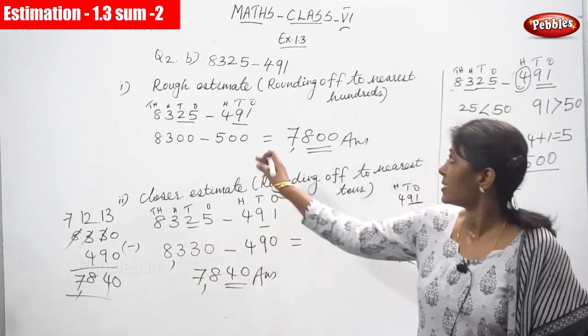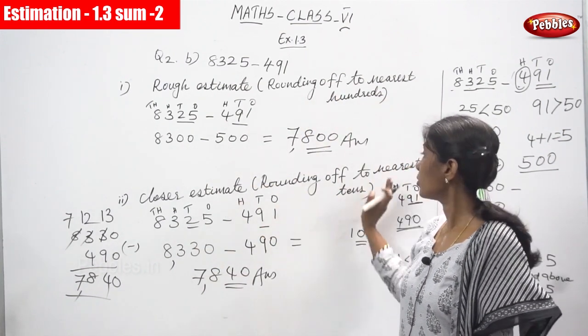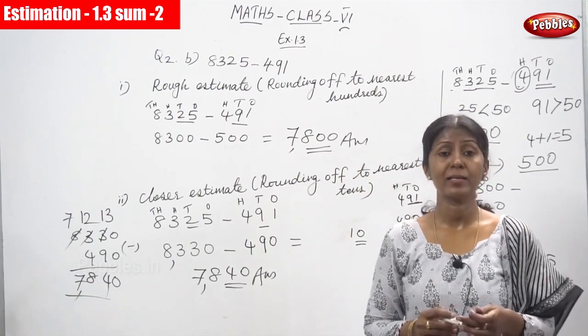I think you understand the rough estimate rounding off to nearest 100 and closure estimate rounding off to nearest 10. You understand very clearly. Thank you.